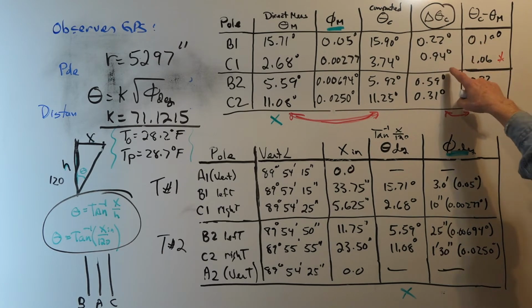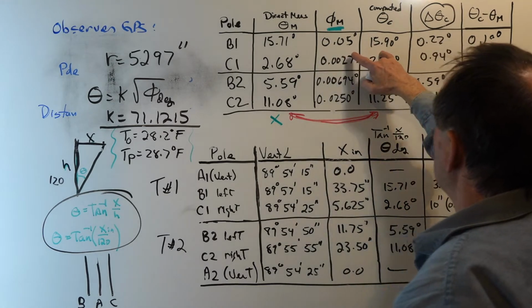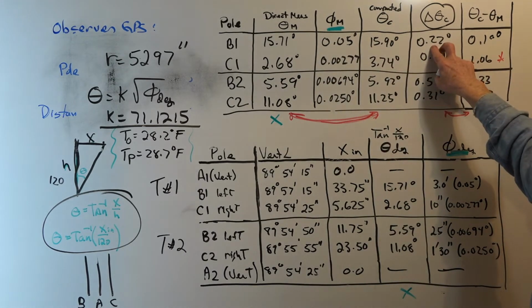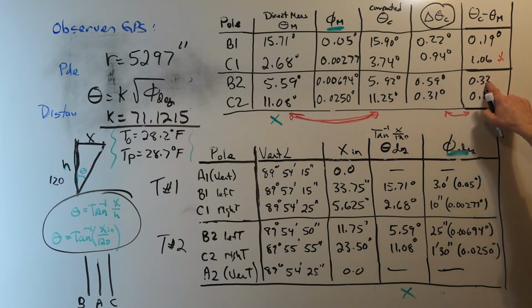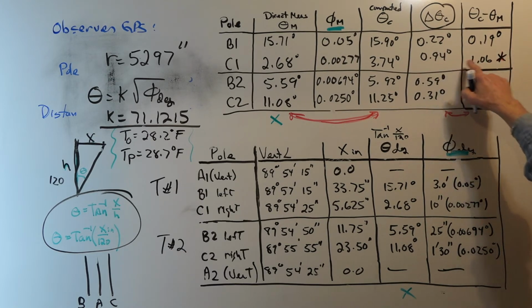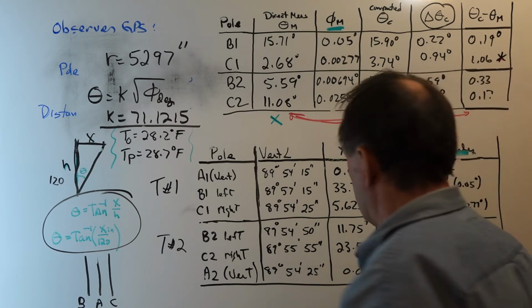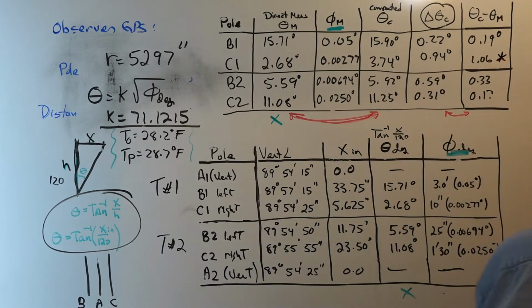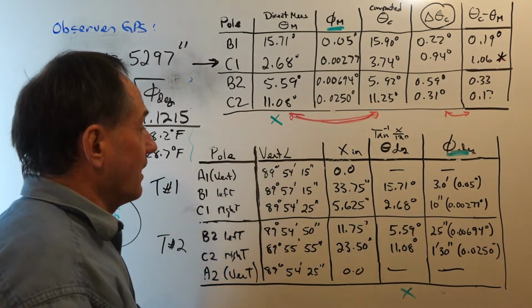Well, if I have a good measurement, this difference between the direct measurement and the computed measurement should be less than this number. This is the theoretical uncertainty, and we can see that indeed these numbers are less than the theoretical, except for this one. This one's almost a little bit above the theoretical limit, and the reason for that is that this measurement is at basically the limit of the TOPCon.